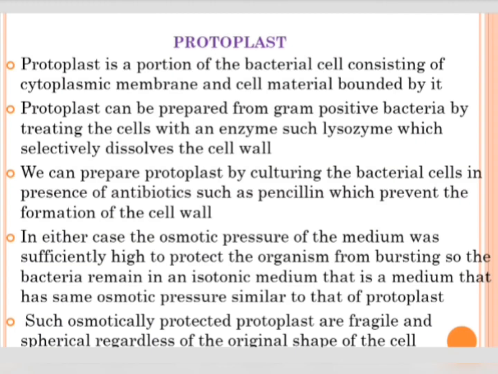So whatever be the shape of the bacteria, once a protoplast is prepared from it, the bacteria will always be in a spherical shape and it is highly fragile. So we have to maintain it in an isotonic environment. So protoplast is actually a bacterium without cell wall and it is prepared artificially by treating the bacteria with lysozyme enzyme or by treating with antibiotics like penicillin, which will inhibit the synthesis of cell wall.